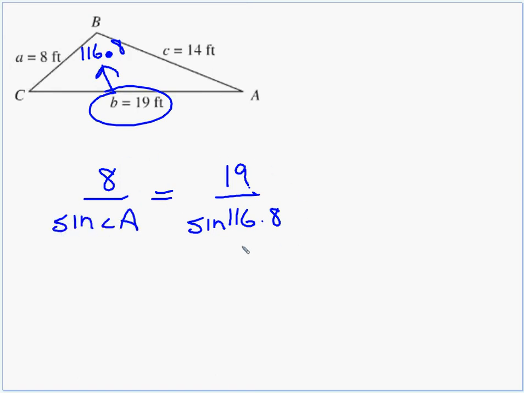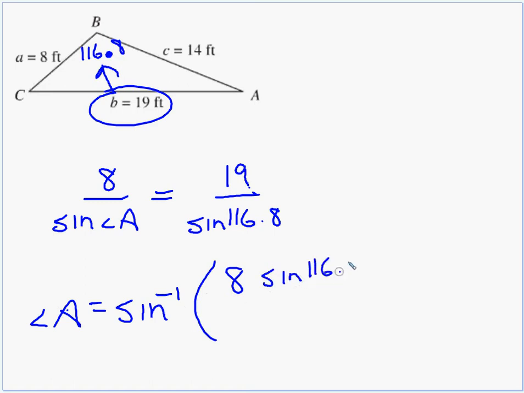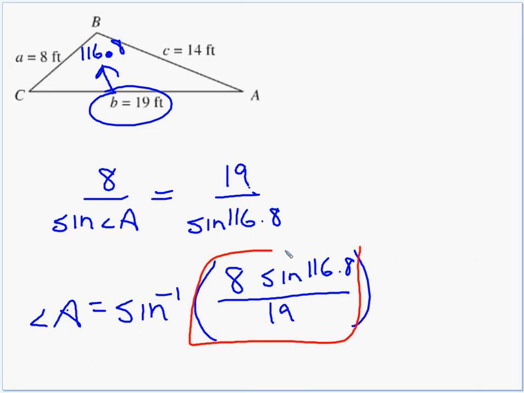And this law of sines, this is old news from the last section. We're going to cross multiply here. We're going to have angle A. When it's all said and done, the sine inverse of 8 times the sine of 116.8 divided by 19. So we would punch this in our calculator, get that as a decimal, do the good old sine inverse, and we get angle A is approximately 22.1.